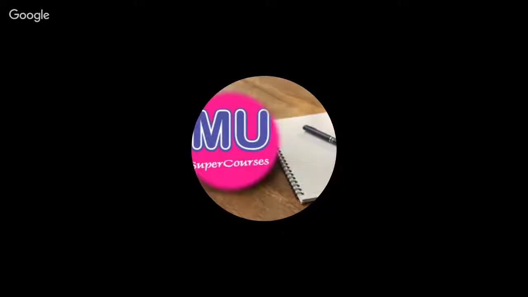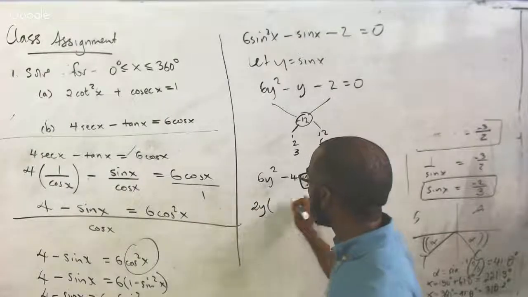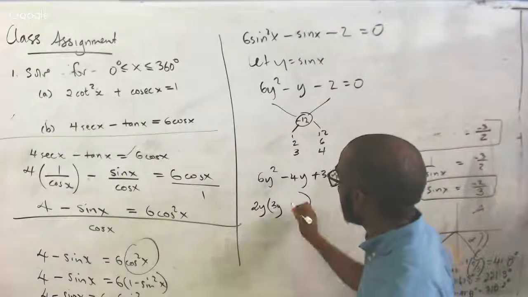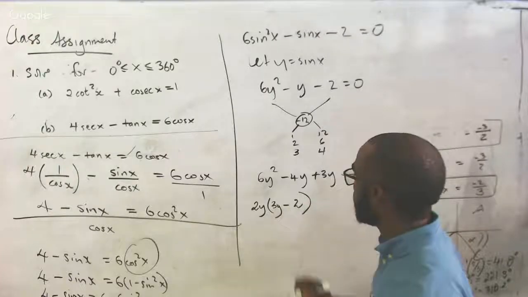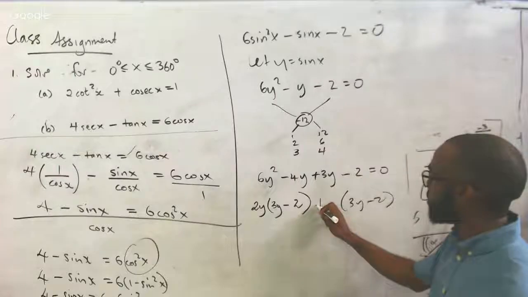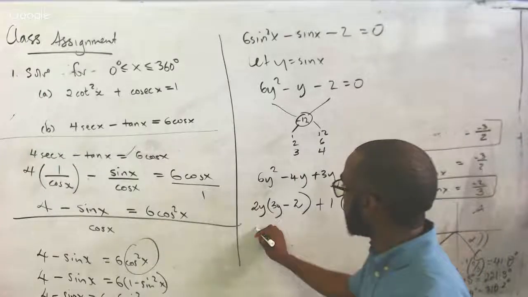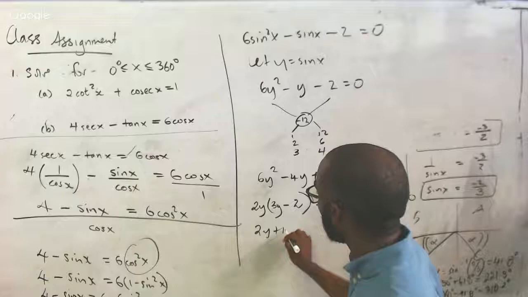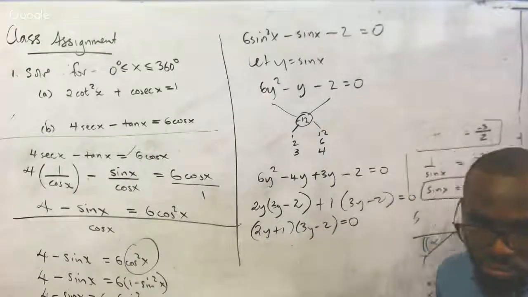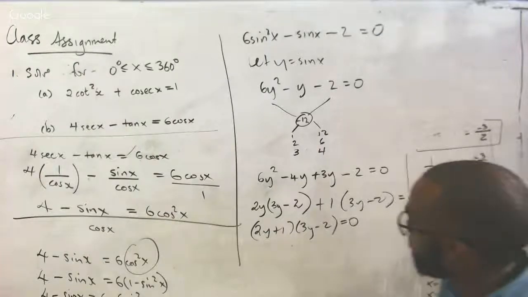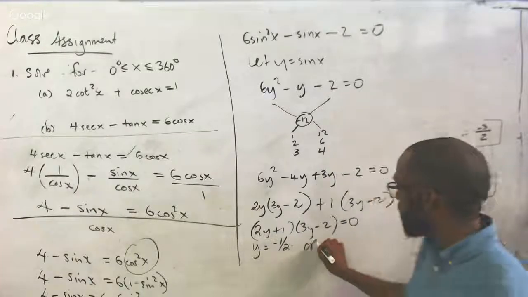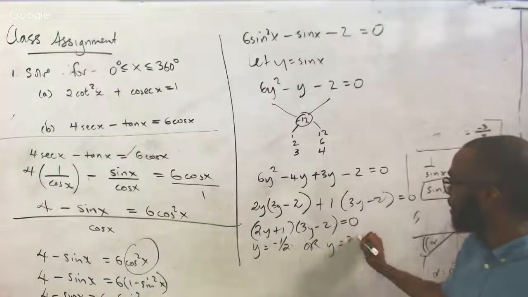What can be taken out of this? 2y. We'll take out 2y from that, then 3y is left here, and then minus 2 is left there. That means I need a 3y minus 2 over here. That means I take out a plus 1. So 2y plus 1 or 3y minus 2 equals 0. Everybody follow? That means y equals negative a half or y equals positive 2/3.